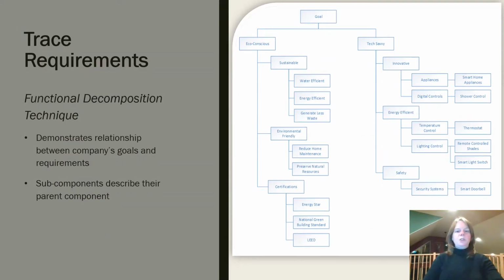The purpose of the trace requirements task is to identify and document the lineage of each requirement and its relationship to other requirements. The functional decomposition on the right shows relationships between the company's goals of being eco-conscious and tech-savvy and the functional and non-functional requirements it is satisfying.